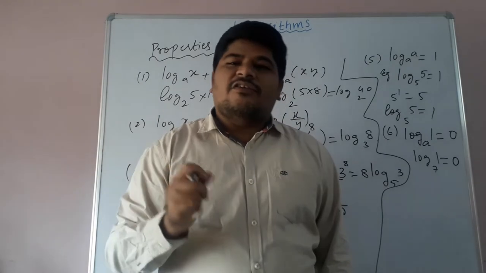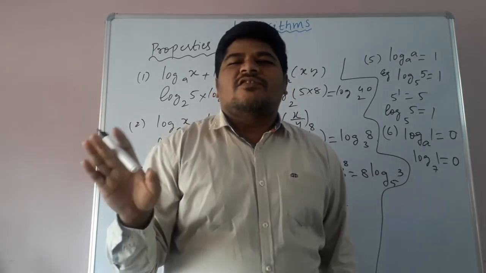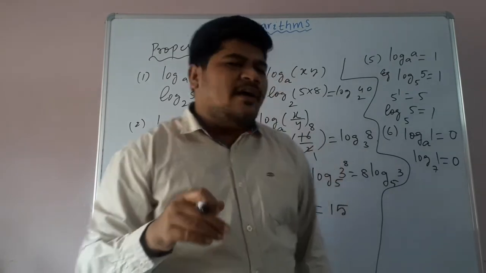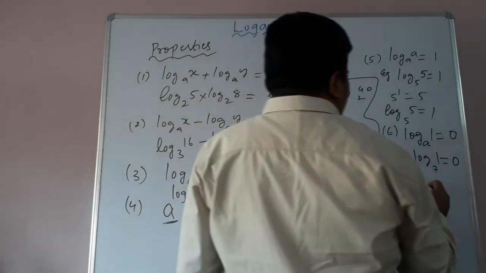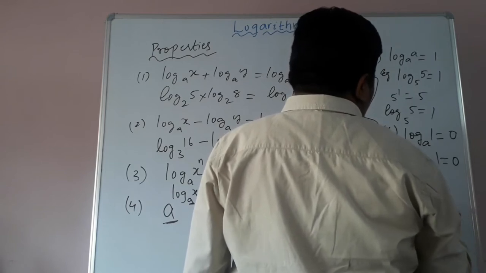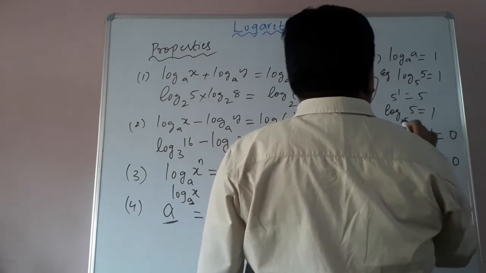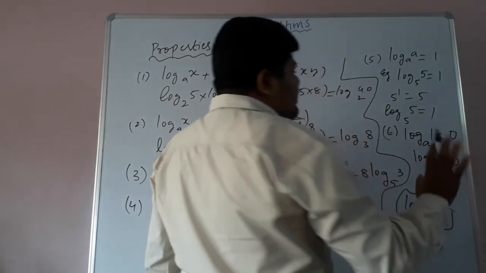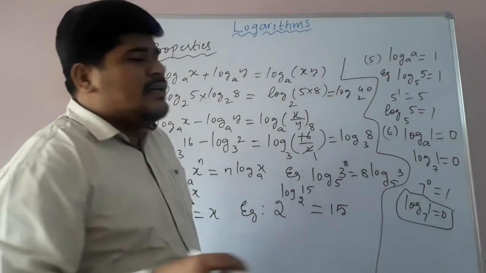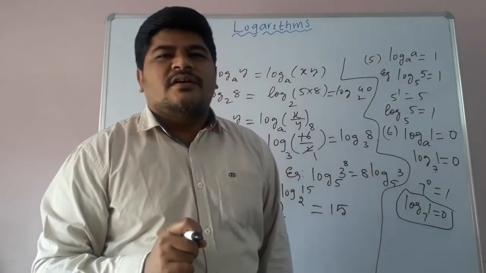a power 0 is equal to 1, we have the formula. 2 power 0 is 1, 3 power 0 is 1, 5 power 0 is 1, 100 power 0 is 1. So if you apply logarithm, what will happen? Suppose, see children, 7 power 0 is equal to what? 1. If you apply log, log 1 base 7 is equal to 0. So logarithm of 1 to any base is 0, children. So these are the properties we have to remember to solve problems in the logarithms topic.